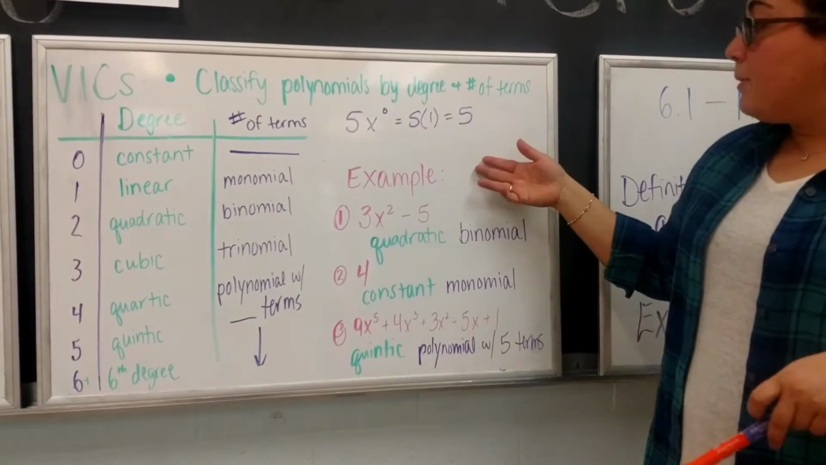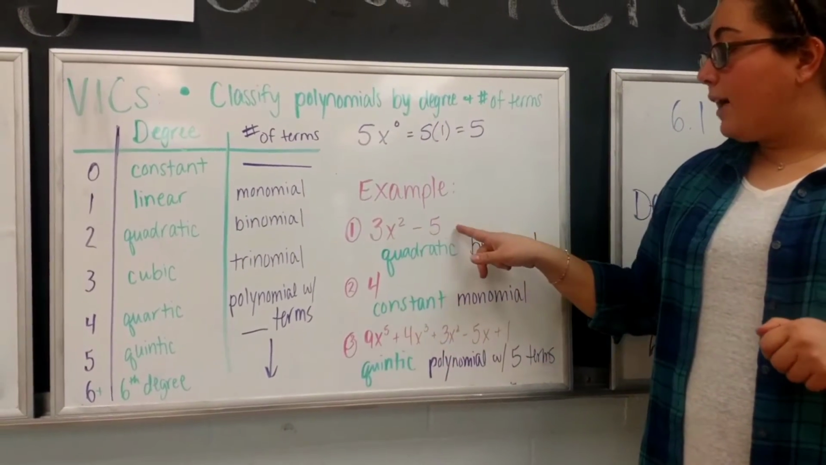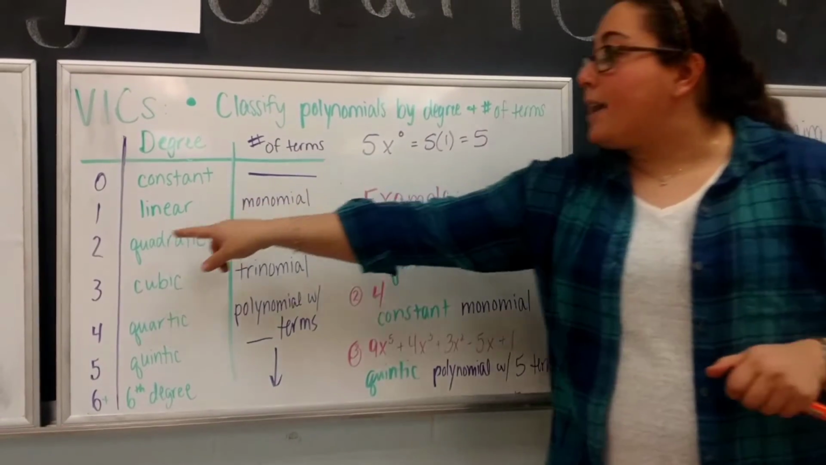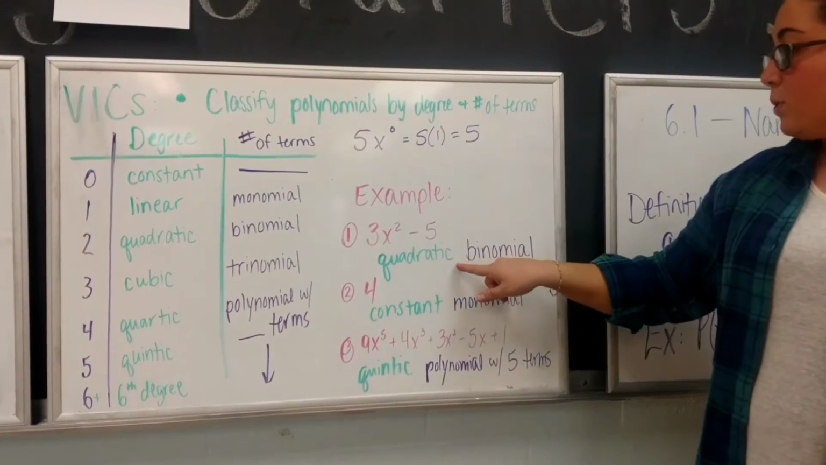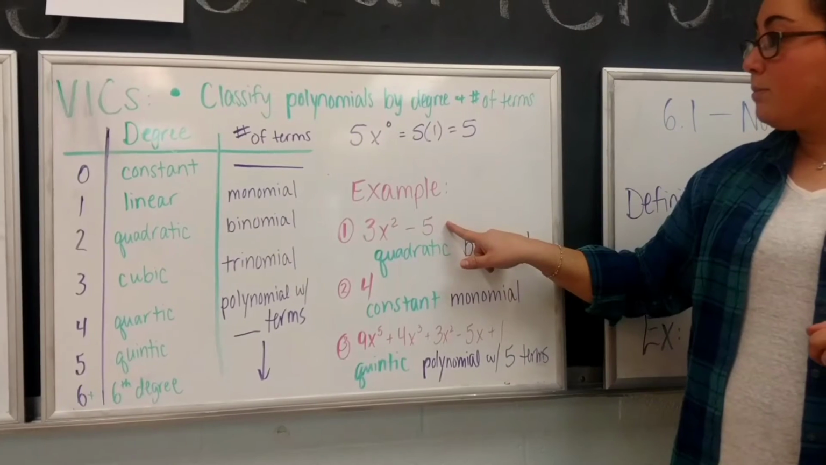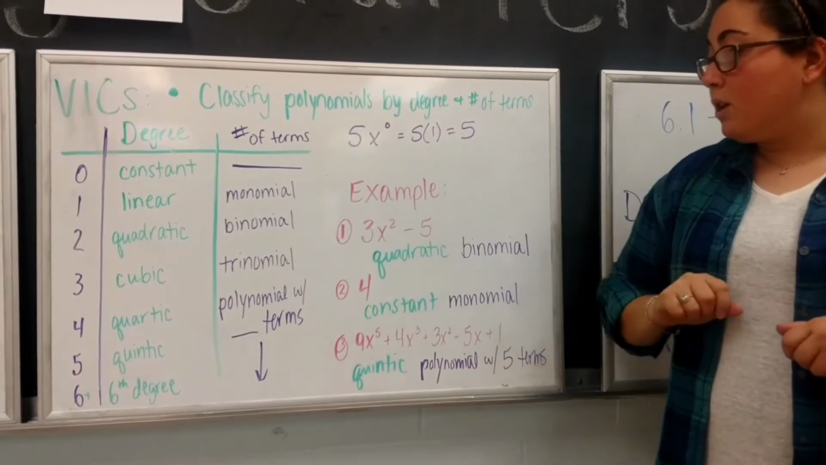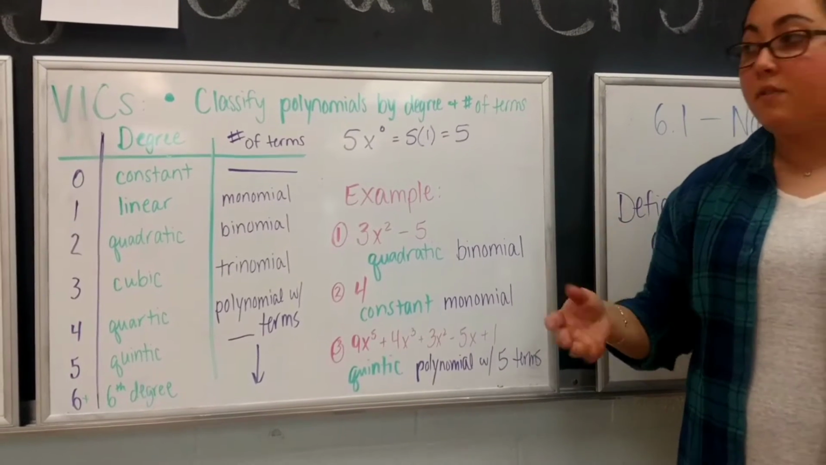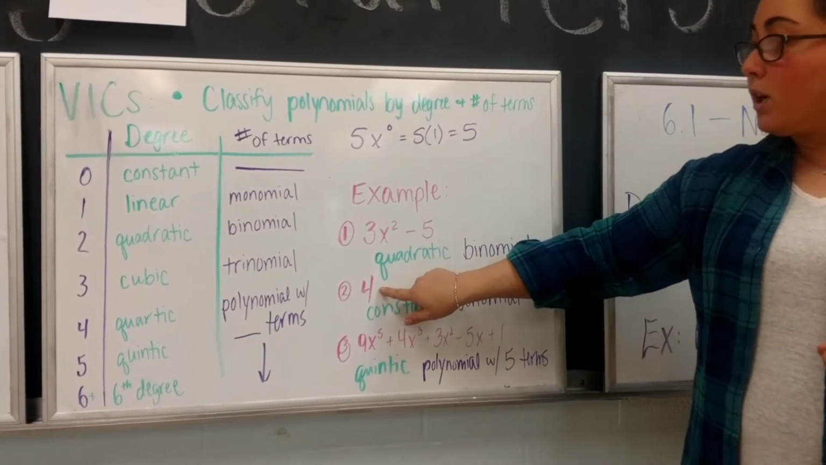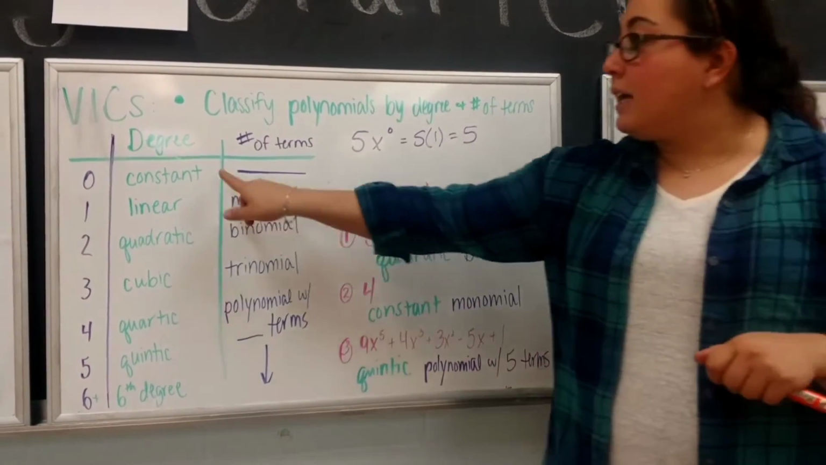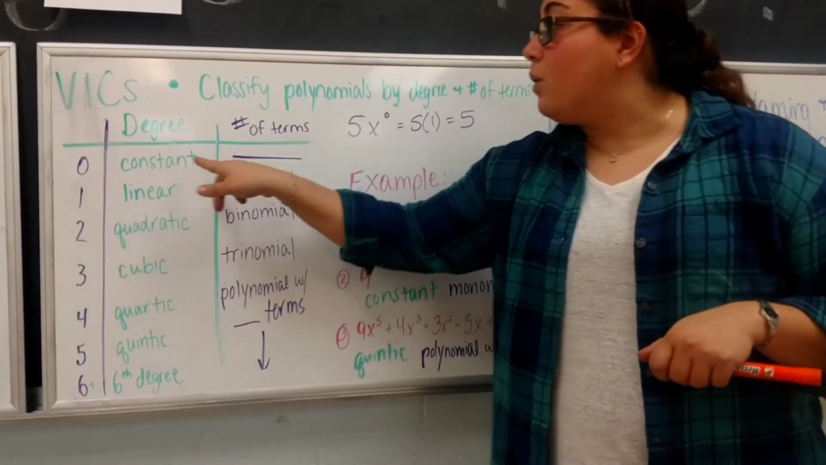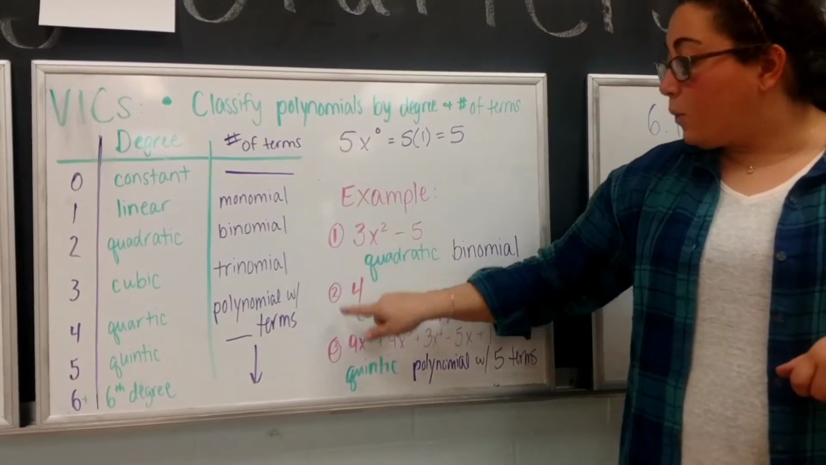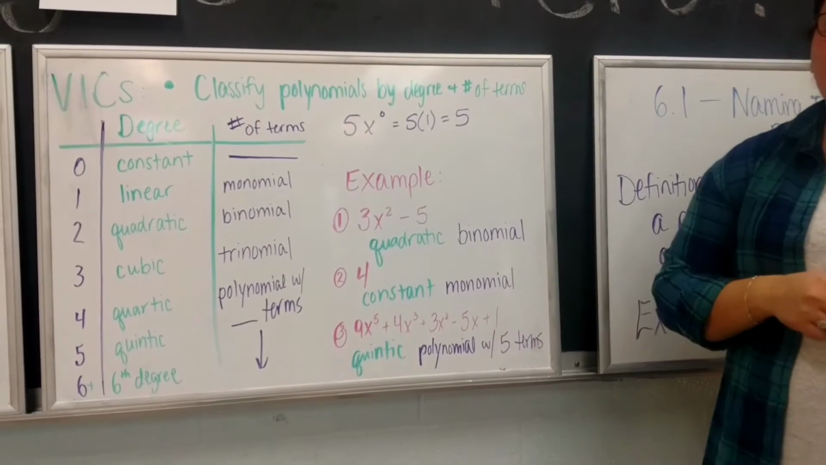So for our examples, if we had 3x squared minus 5, that's a quadratic because our highest power is 2. So quadratic, and there's 2 terms, so that's a binomial. So a quadratic binomial is how you would label and classify that. For the number 4, 4 happens to be a constant. You don't write a degree of 0. But there is 1 term there. 4 counts as a term, so that is a constant monomial.